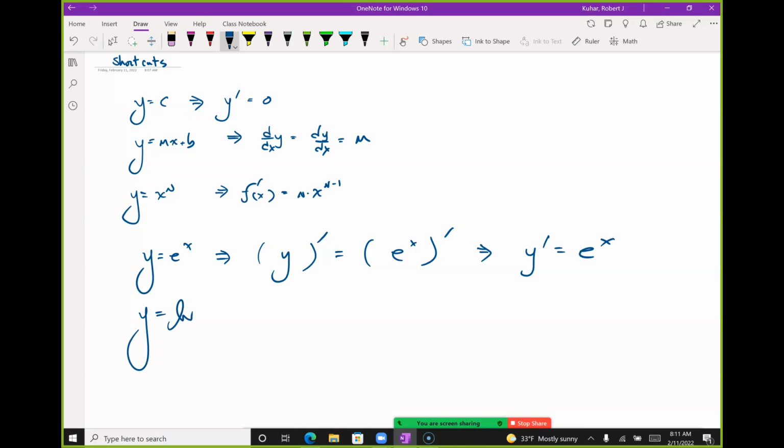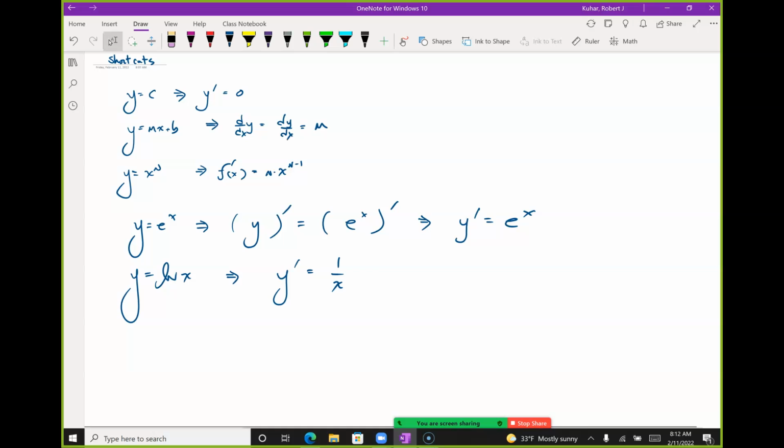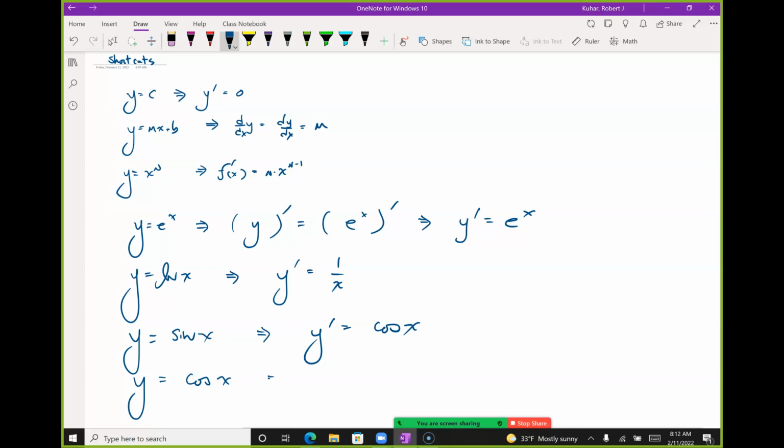If y equals ln of x, y prime is 1 over x. If y equals sine of x, y prime is cos of x. If y equals cos of x, y prime is negative sine of x. That's our list so far, right? Going to have that on our formula sheet for sure, right?